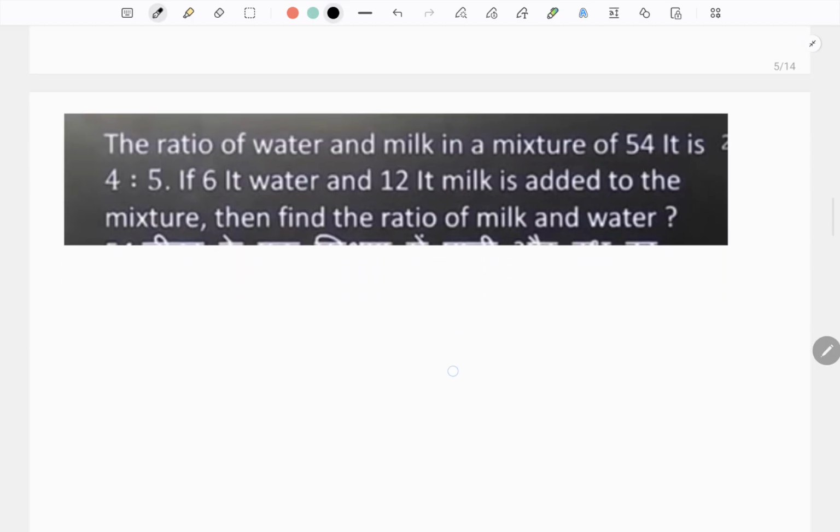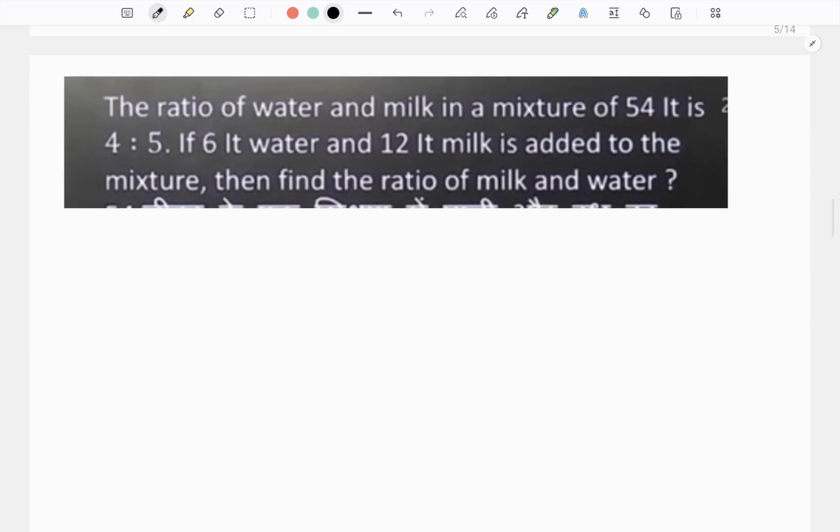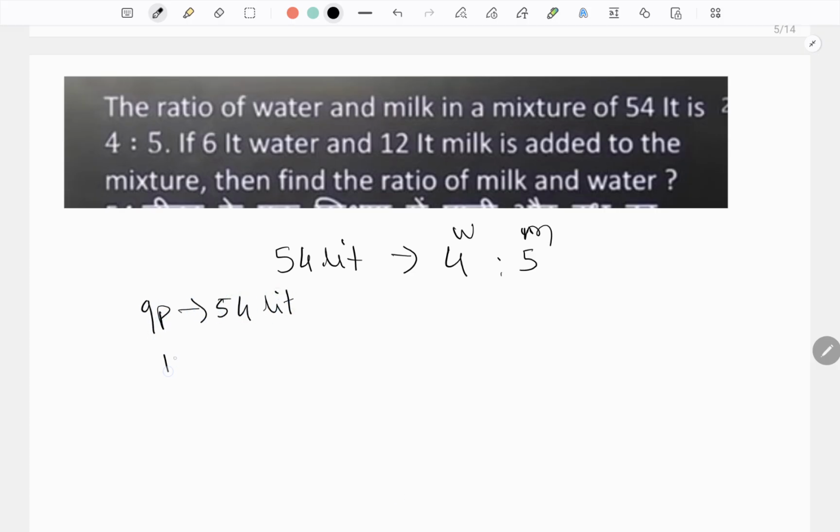The ratio of water and milk in a mixture of 54 liters is 4:5. 54 liters. Ratio is 4:5. Water and milk. This is reasonable. If 6 liters of water and 12 liters of milk is added to the mixture, then find the ratio of milk and water. Okay. So 4:5 is how many parts? 9 parts is 54 liters. Then each part will be 6 liters.